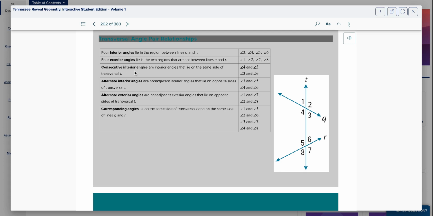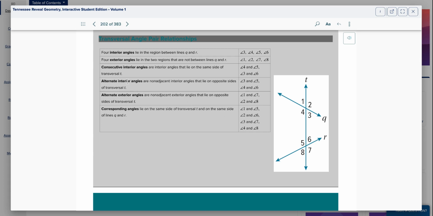Consecutive interior. Well, first off, you have to talk about angles that are inside the two lines, Q and R. 4, 3, 5, and 6 are interior angles. But consecutive means on the same side of the transversal. 4 and 5 are both on the left of the transversal. That makes them consecutive interior. 3 and 6 are both on the right of this transversal. That also makes them consecutive interior. So our consecutive interiors are 4, 5, 3, and 6.